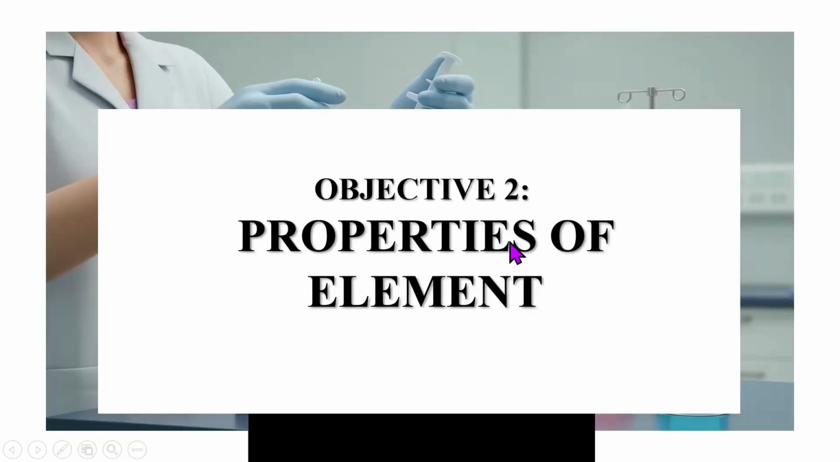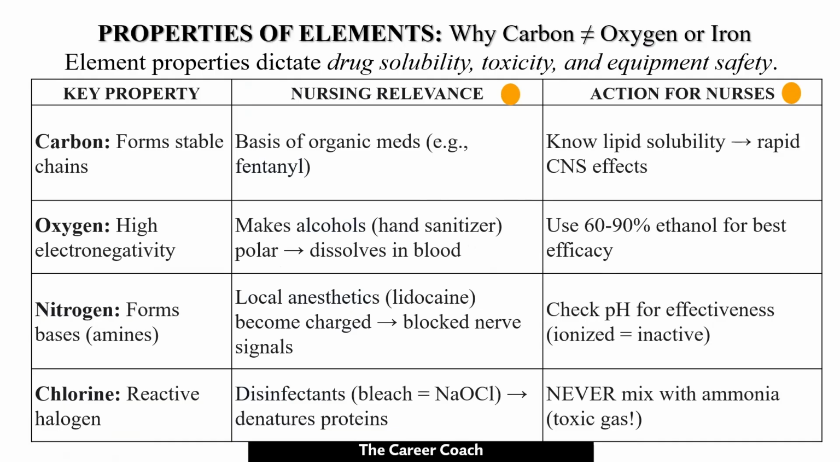Objective 2. Properties of elements. Properties of elements tell us why carbon is not oxygen or iron.